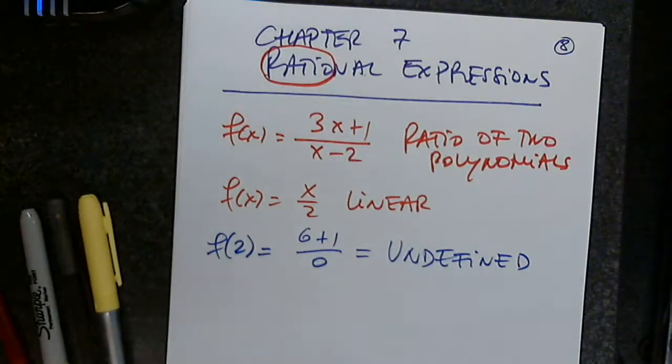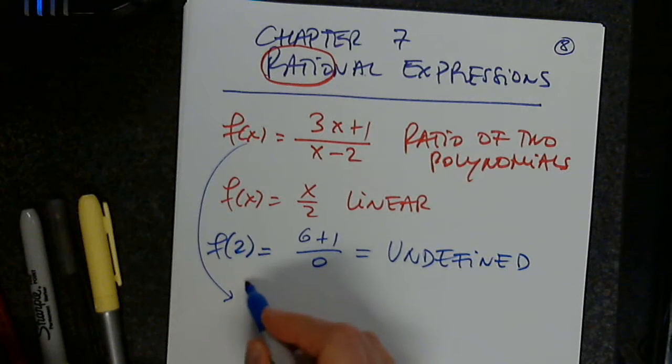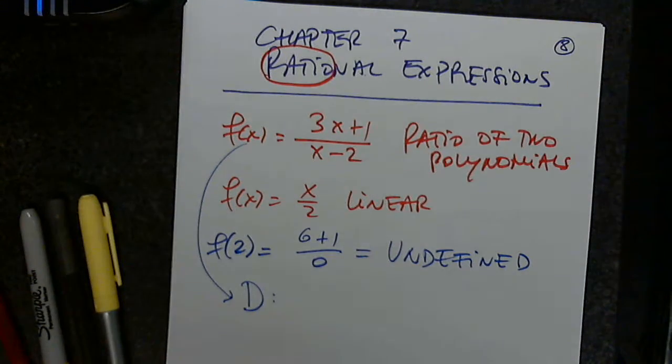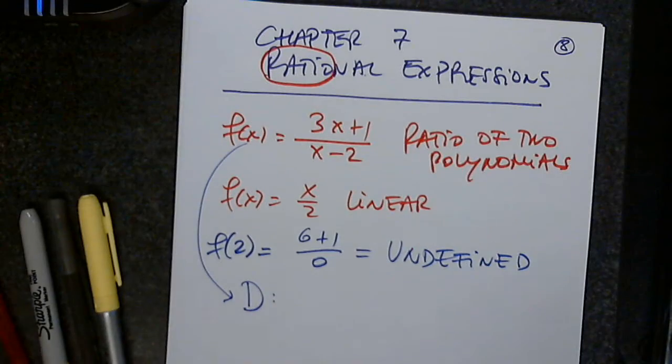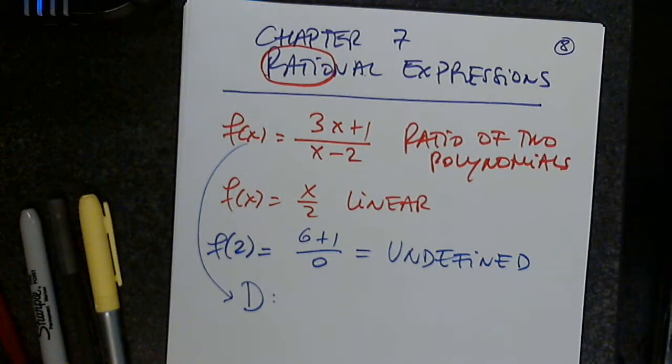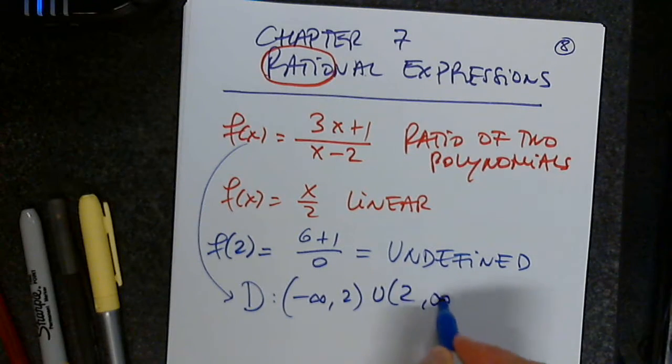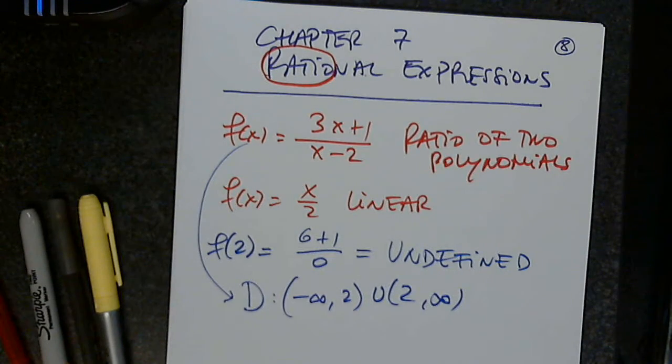So now for the same function, I will ask you to give me its domain. You know that this function does not exist for what x value? 2. So then, knowing that it does not exist at 2, what is its domain? Negative infinity to 2, union 2 to infinity. So that will be its domain. In plain English, anything but 2, correct? Perfect.